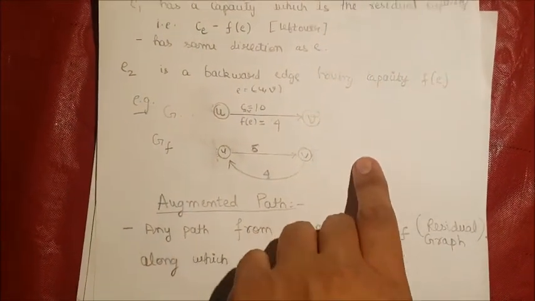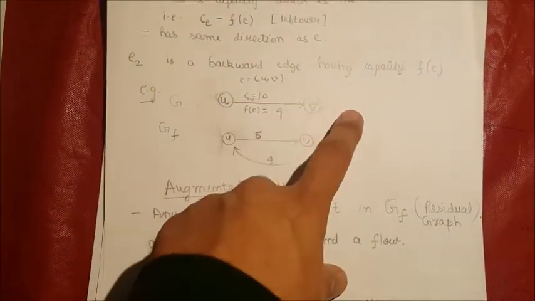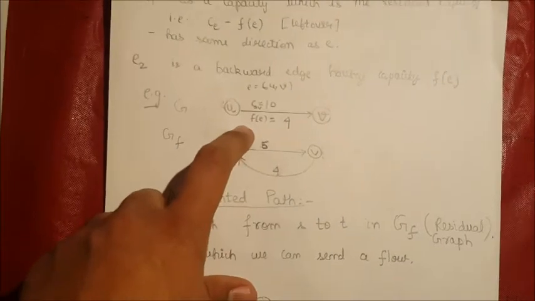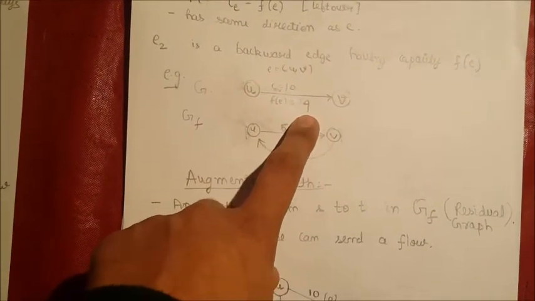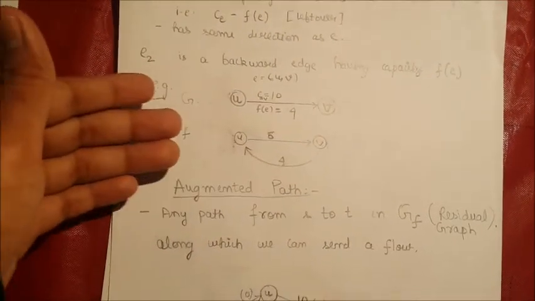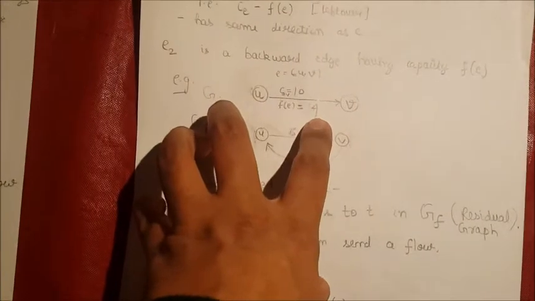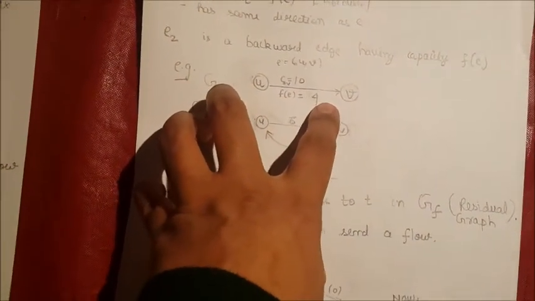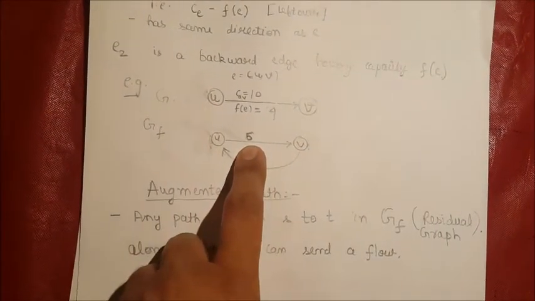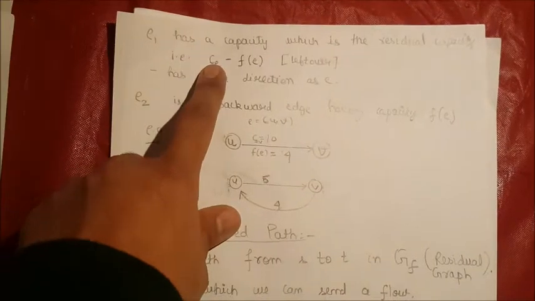Now let me explain with this diagram what I mean by E1 and E2. Let's say I have an edge from a vertex U to a vertex V in the original graph. It has a capacity of 10, and the flow along it is 4. Now in my residual graph, I want to create an edge which has the amount of flow that I can send from U to V. Since the flow is already 4 and the capacity is 10, I can send 6 more along this edge. So that is my residual capacity, and I represent it here by a forward edge with capacity 6. This is exactly C of E minus F of E.